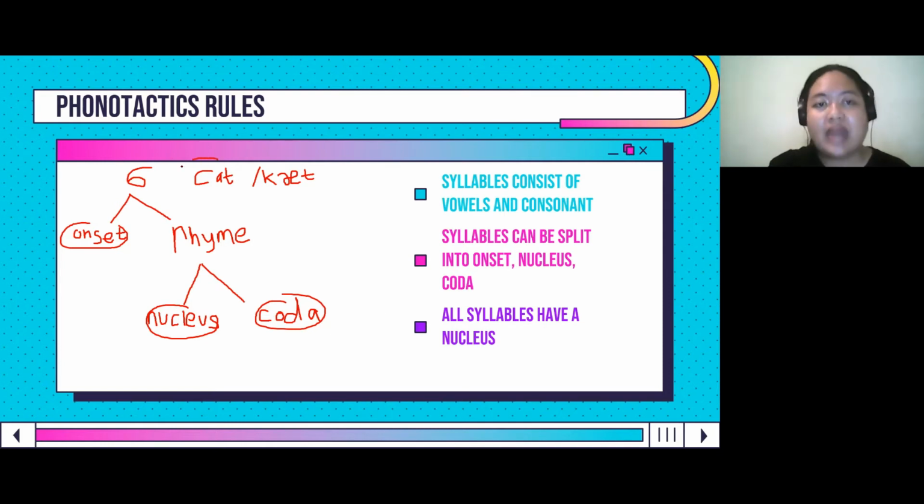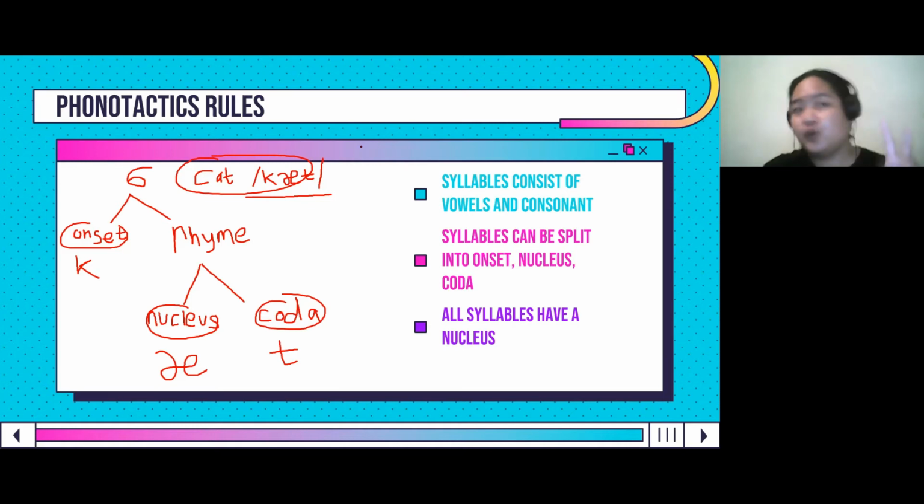So here we have the example, cat. This is the phonetics. The onset should be k, the nucleus is a, and the coda is t. What happens if we have two or more than one syllable? For example, pencil: pen is the first syllable, and sil is the second syllable, and then you need to draw these three for each syllable, right?